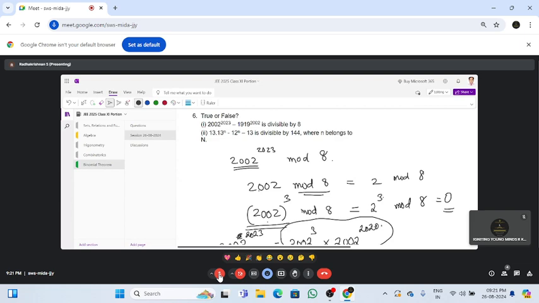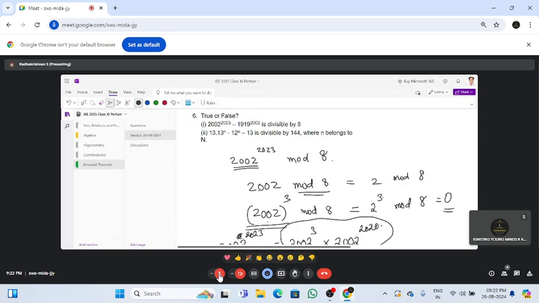Okay. So that means the first number is divisible by 8 and the second number is not divisible by 8. So one is even, the other is odd, so the subtraction will always be odd. An even number minus an odd number has to be an odd number only, right? So that will not be divisible by 8 at all. Because the first number is even and divisible by 8, the second number is not divisible by 8, so the difference will not be divisible by 8.